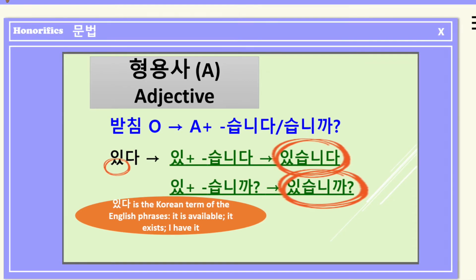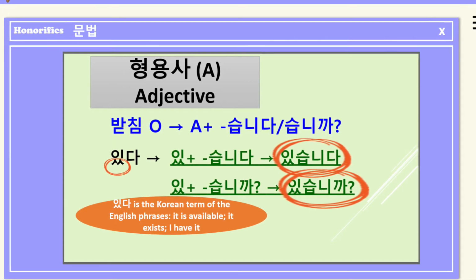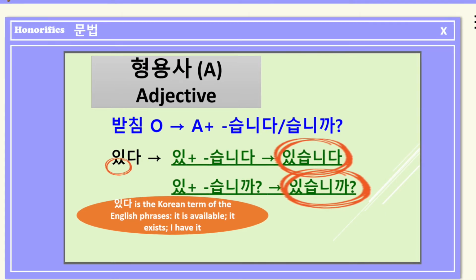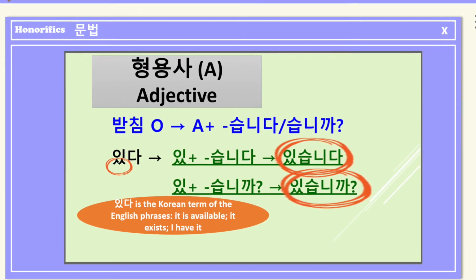So how do we change it? From 있다, it becomes 있습니다. From 있다, the question will be 있습니까?